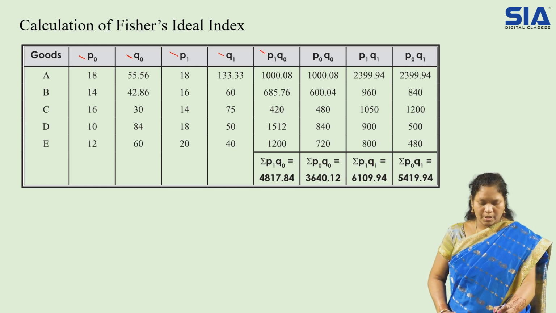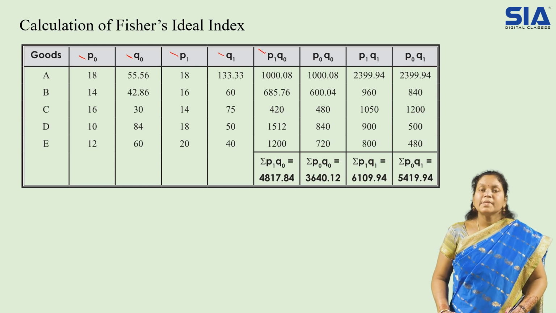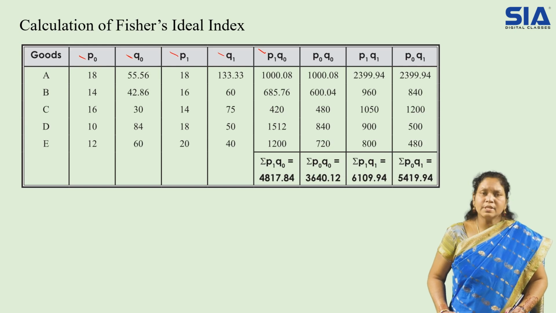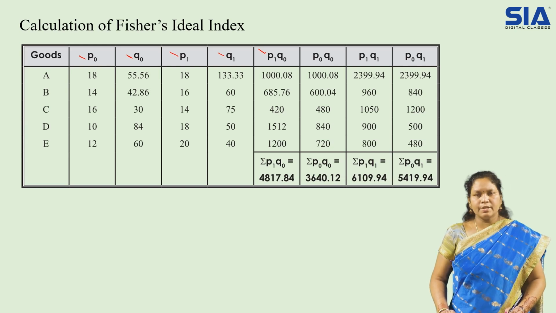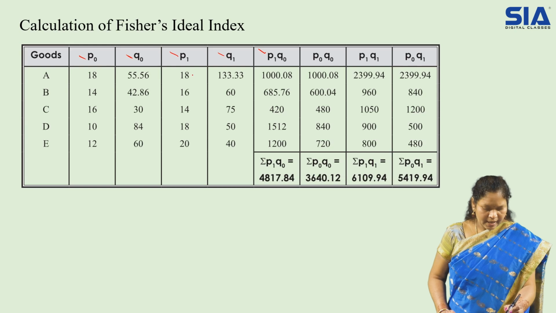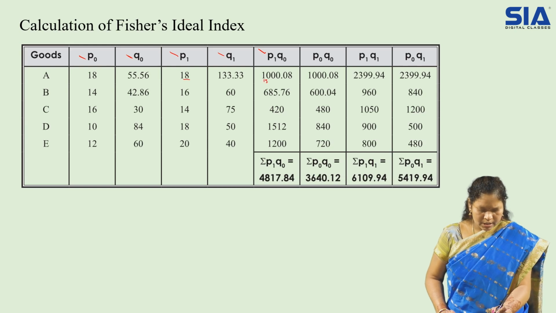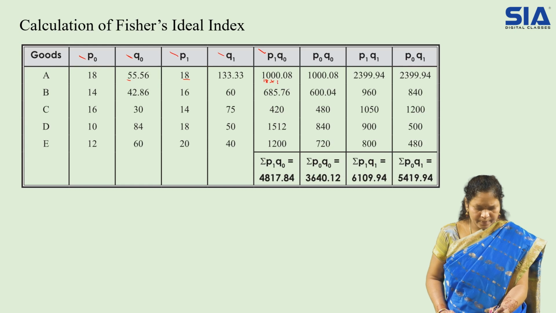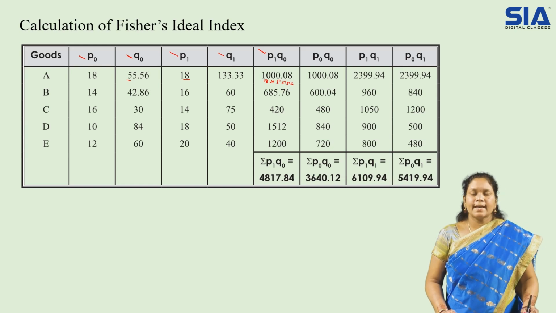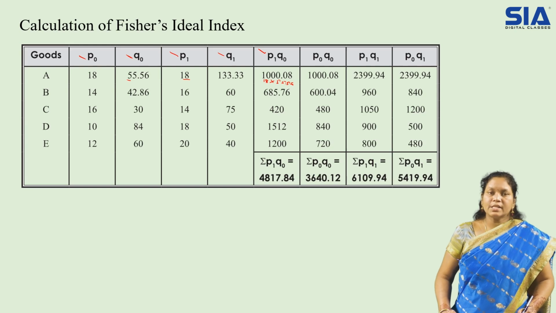So first column P1 Q0 I have considered. So let us do that. So how to do? Simply P1 value multiply with Q0 value. So P1 I have 18 here. So 18 into Q0 I have 55.56. So simply multiply and get the answer. Like that, go for next values also.